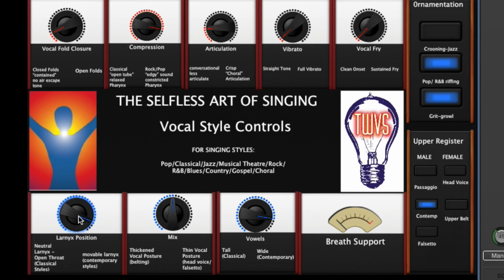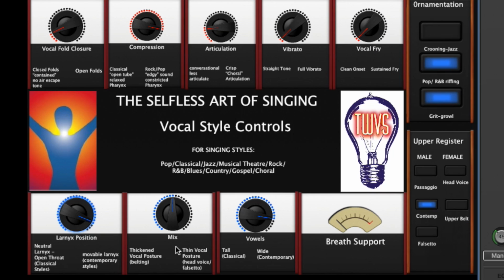Now, what about larynx position? I'll say right now, he's still in that contemporary larynx position where it goes up when you go high and moves down when you go low. Now if we go to mix, he's in a little bit more of a thickened vocal posture than Ray LaMontagne was. He's using more gas in his singing. It's a marvelous. There's more thickenedness.